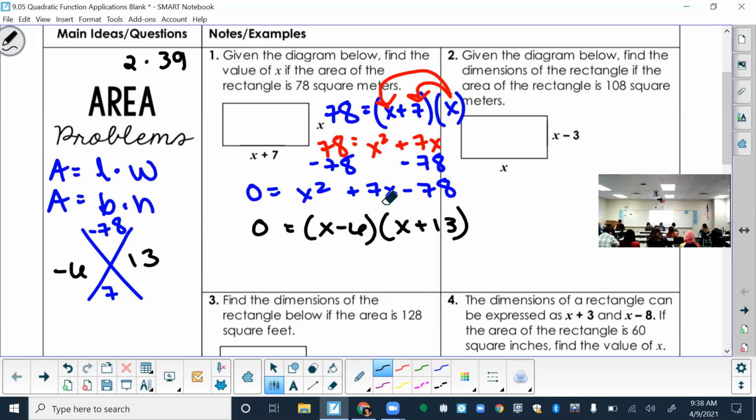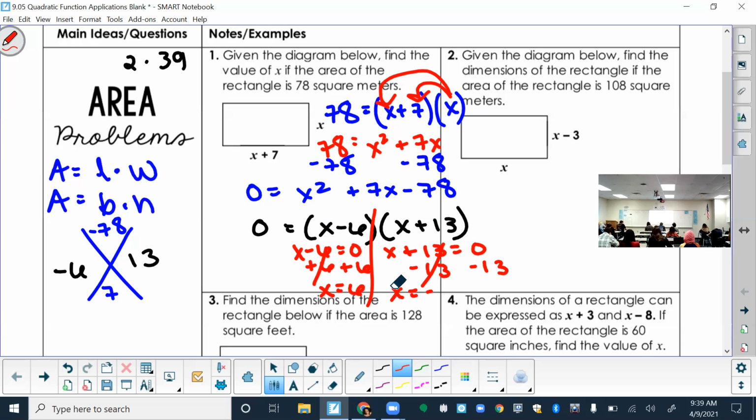All right, for solving by factoring, remember we had to set each factor equal to 0. So it was x minus 6 equals 0 and x plus 13 equals 0. What's my first x value going to be? A positive 6. And what's my other x value going to be? Good. All right, so we solved for x and we have these two x values.